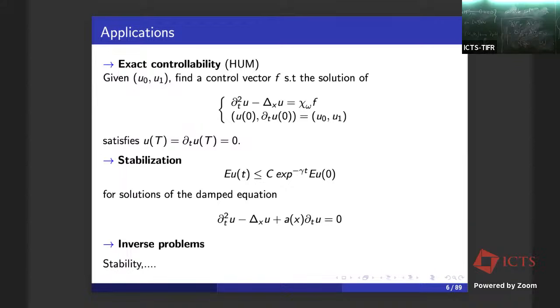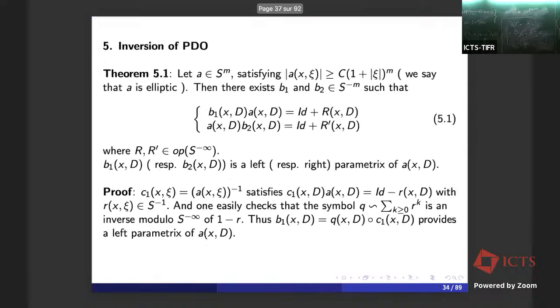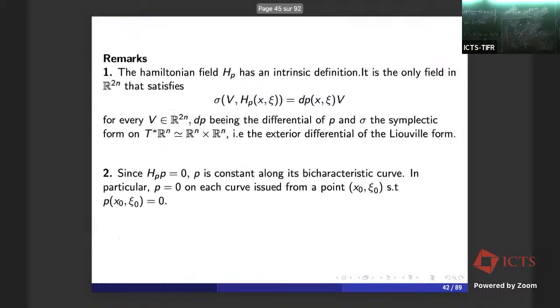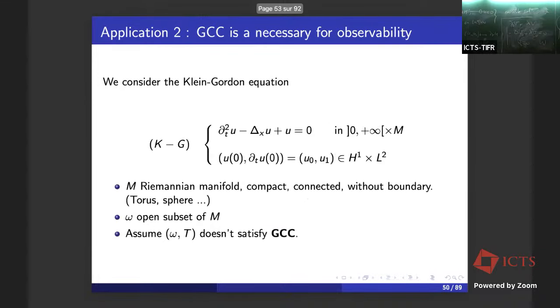Okay, now a little bit more involved application. Next application, 5 minutes, okay.